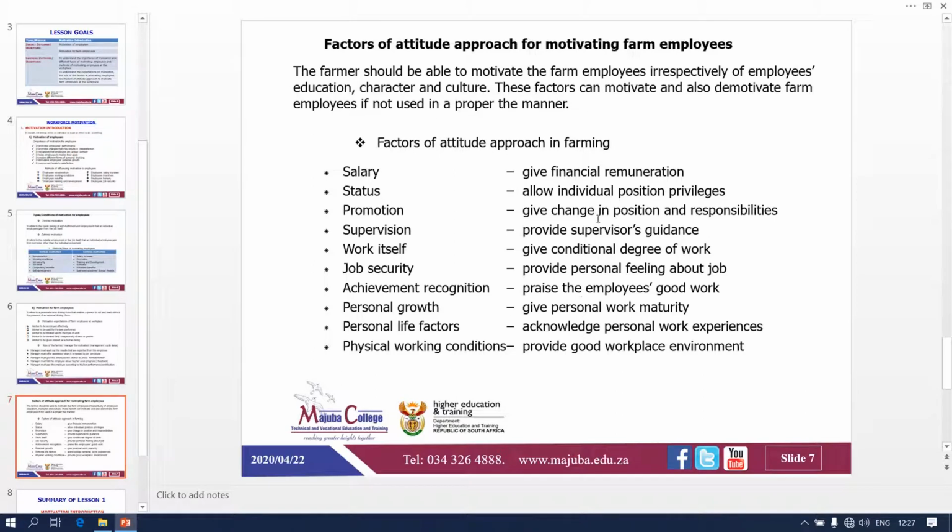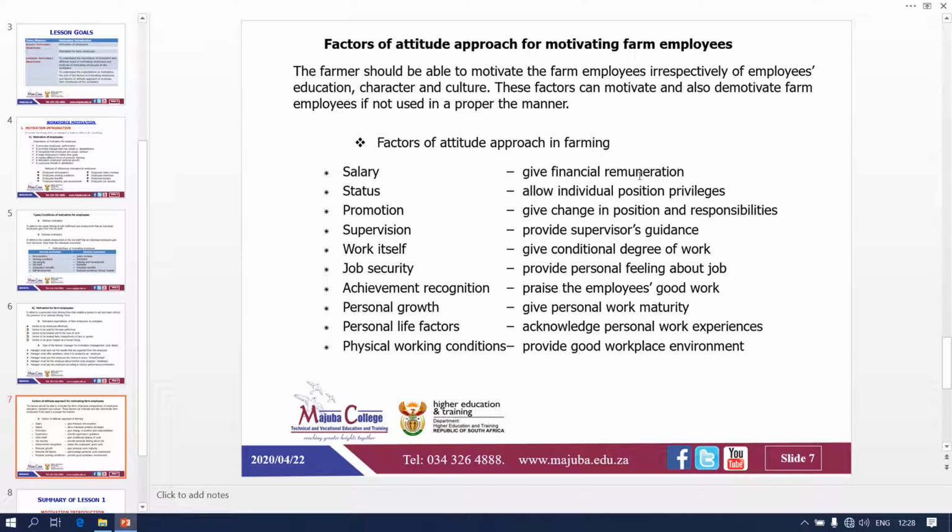These ones that we're going to deal with can motivate and also can demotivate farm employees if it's not used in a proper manner. So what we are dealing with is what motivates the employees. But if we are not doing this, you will demotivate the employees. Right, let's look at the first one, the salary.